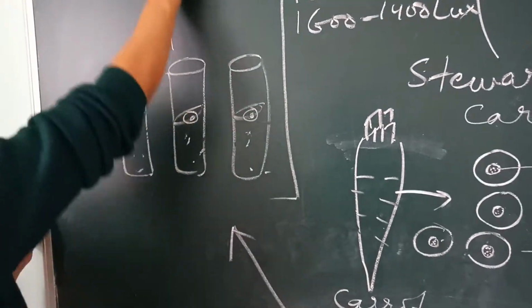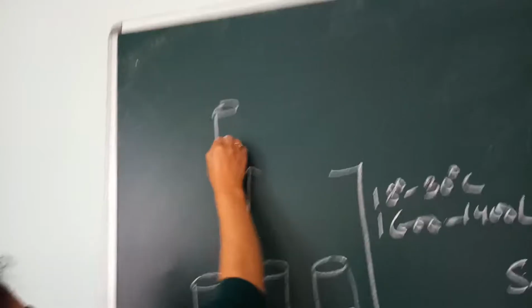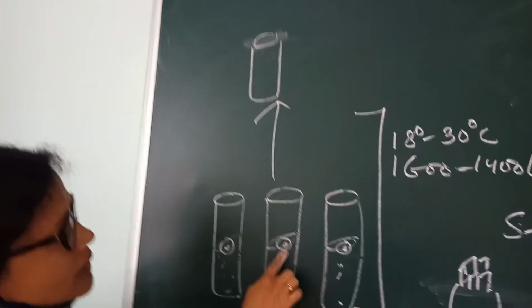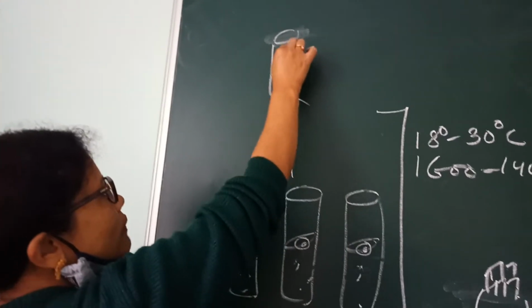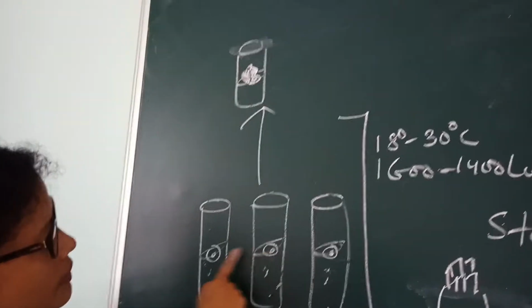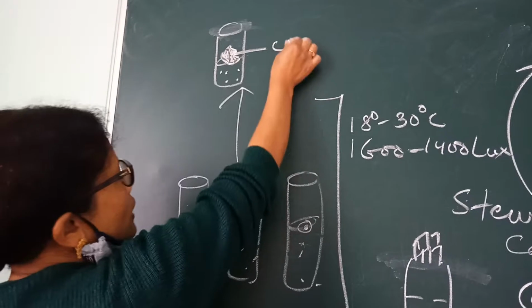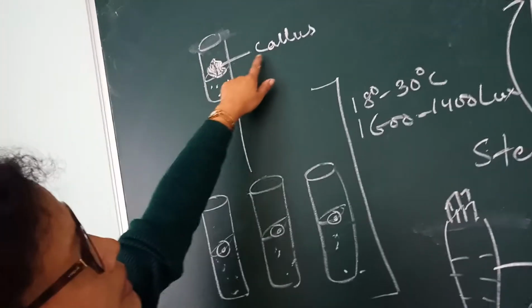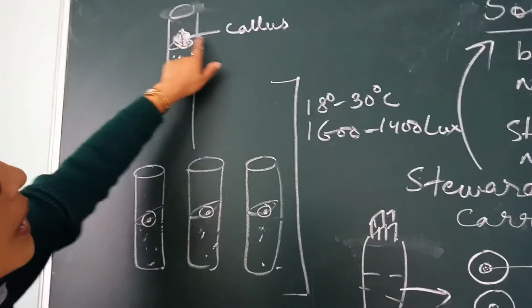Then what did he find? He found that after some time, what happened to these carrot slices? A mass of cells developed from this. These slices disappeared and instead a clump appeared, and he called it the callus. Now this callus contained hundreds and thousands of cells.